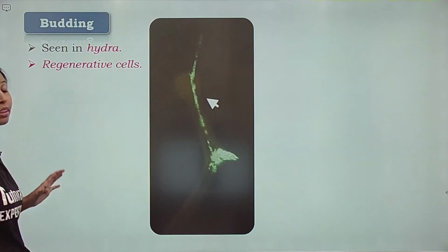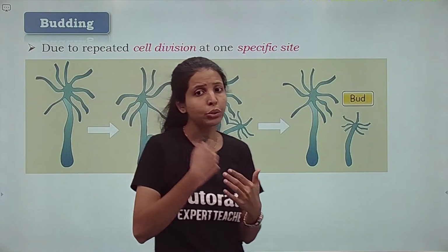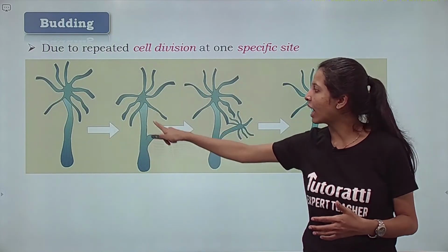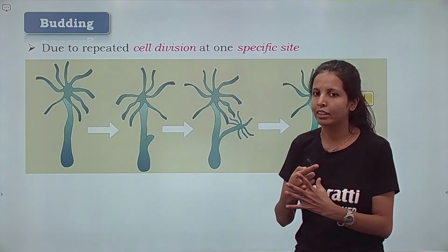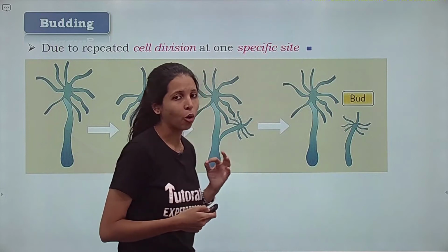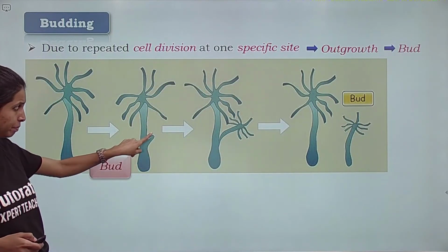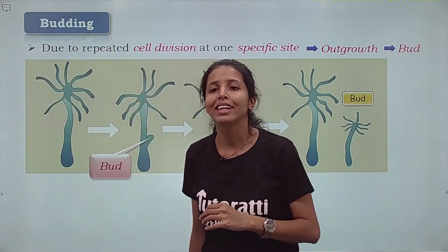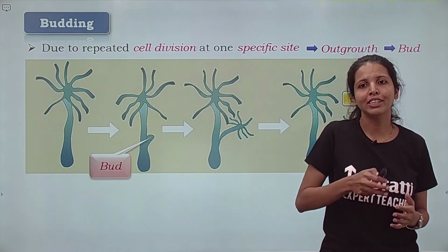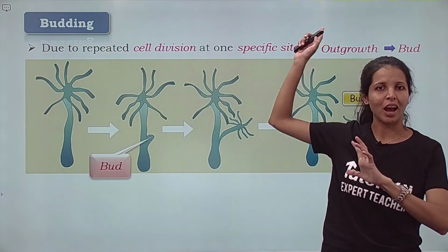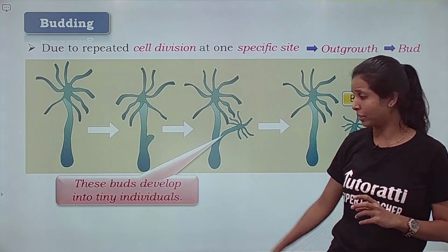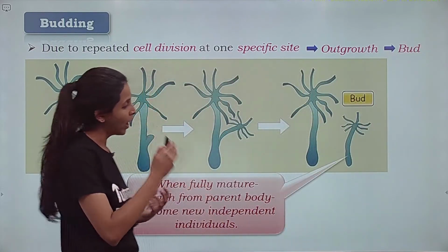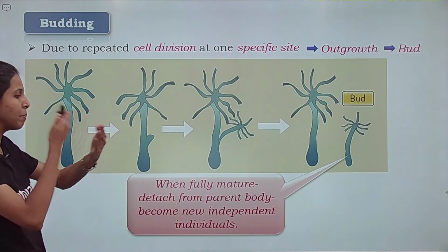किड्स हाइड्रा के पास होते हैं regenerative cells. Due to repeated cell division happening at one specific site, just see, यहाँ के cell reproduce, divide करते ही रहते हैं बच्चा. You can see that an outgrowth is formed, and this outgrowth is called as bud. The bud develops into tiny individual. When fully mature, they detach from the parent body.